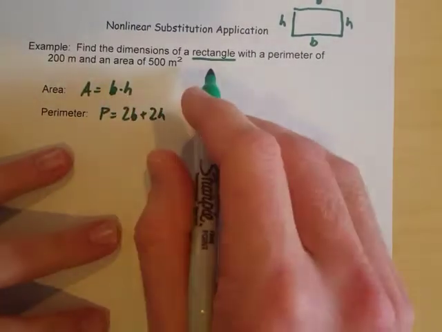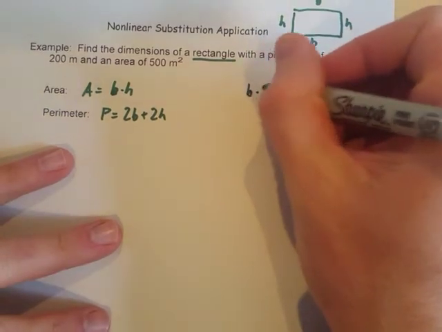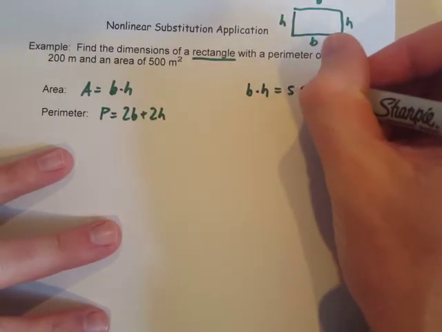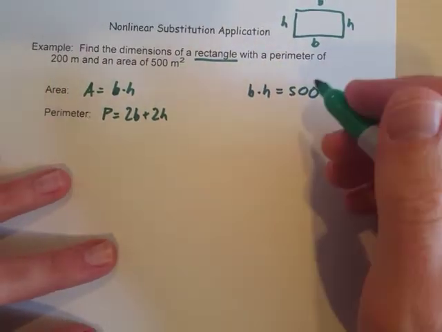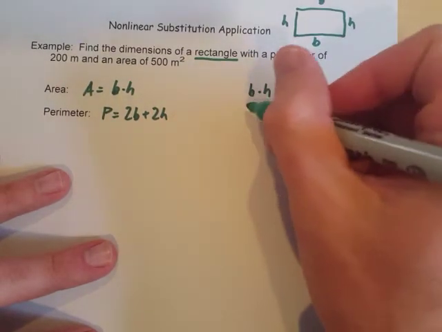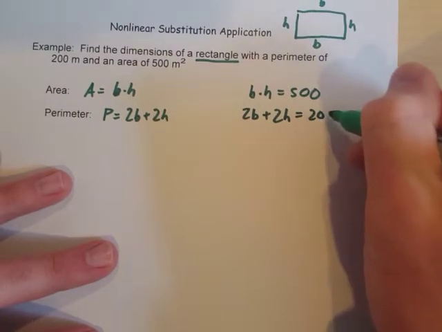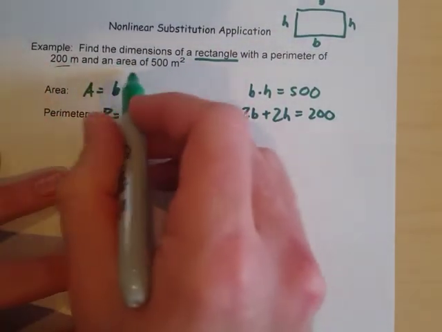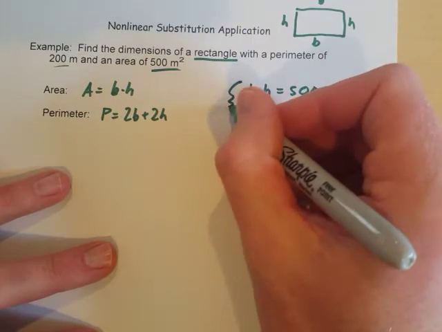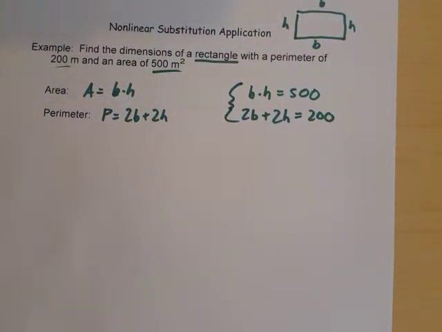So the area is 500 meters squared, so that's going to be b times h equals 500. And then for our perimeter, we're going to have 2b plus 2h equals 200, because 200 is what's specified as our perimeter. All right, so there's our system of equations.